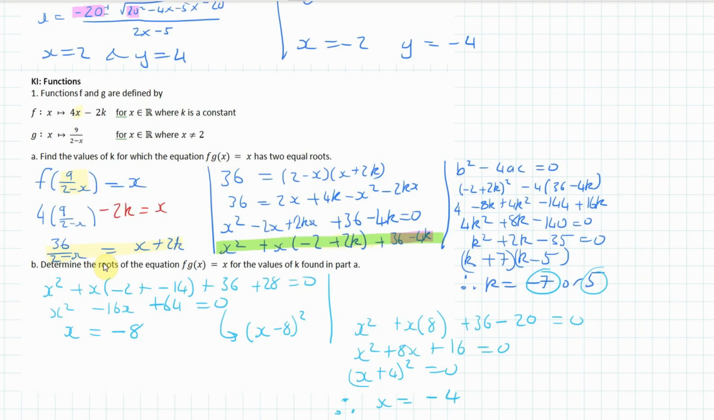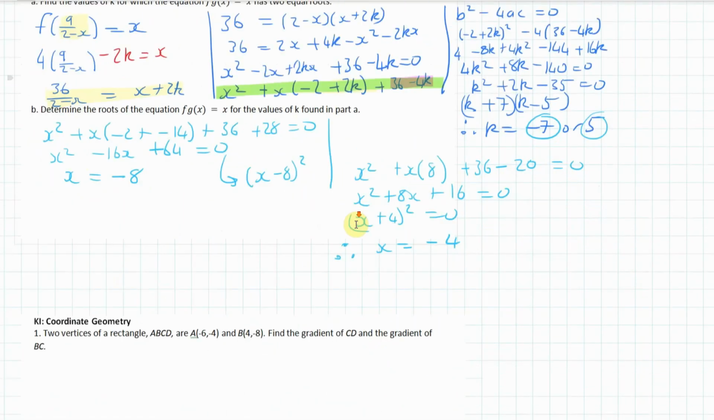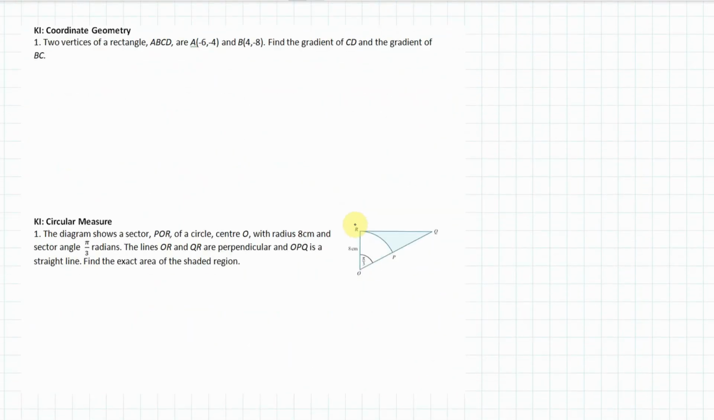Now let's move on to page 2. Now we've got the two vertices of a rectangle, A and B, and we've got to find the gradient of CD. Okay, so if this is A, B, and this will be C, then D. If you can find the gradient of AB, the gradient of CD will be perpendicular to it. Okay, so that's kind of the idea. So let's find the gradient of AB.